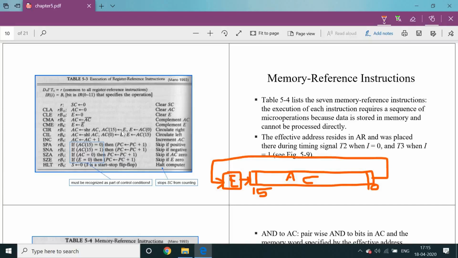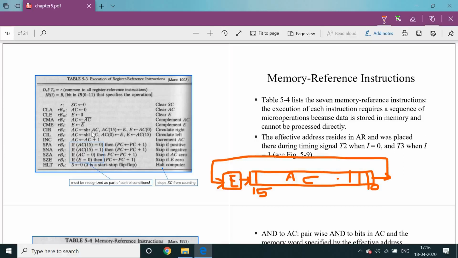See here, circulate right means first everything is shifted by one position to the right: accumulator bit 0, bit 1, bit 2, bit 3, and so on. Accumulator bit 0 is transferred to the E bit. Next, the E bit is transferred to accumulator bit 15, from this position to that position.